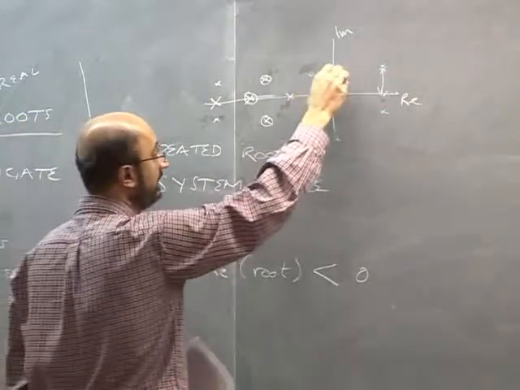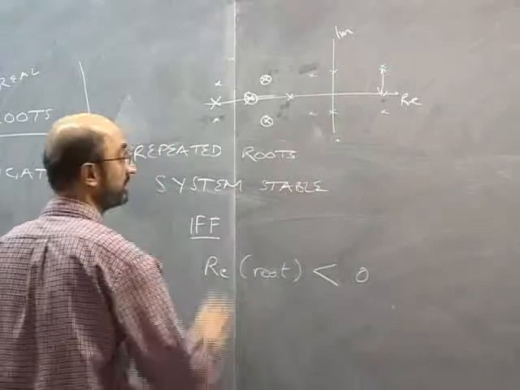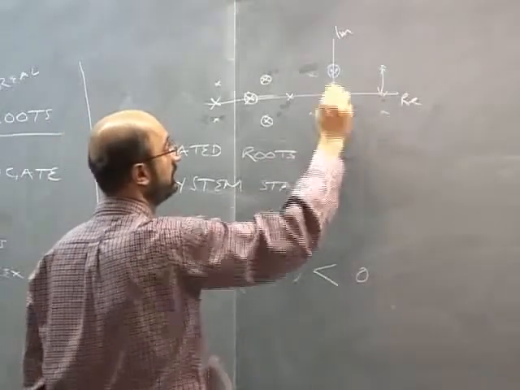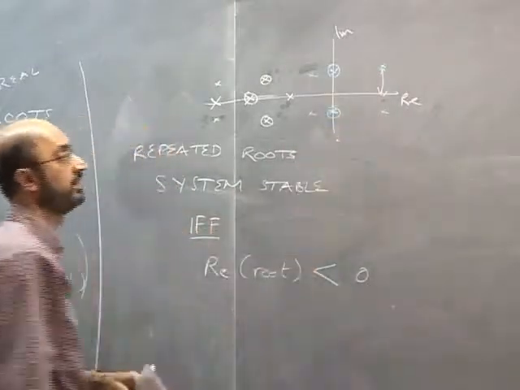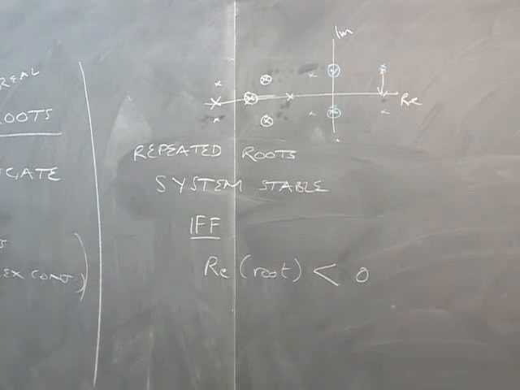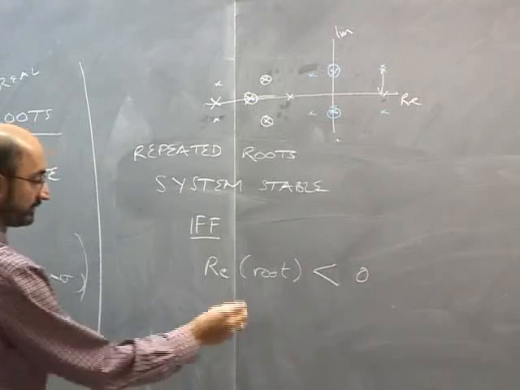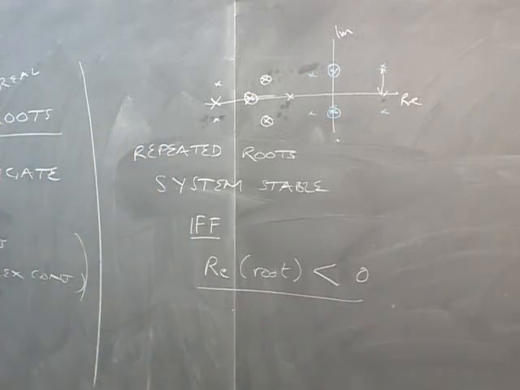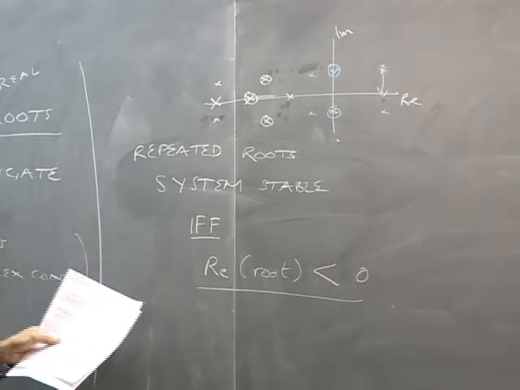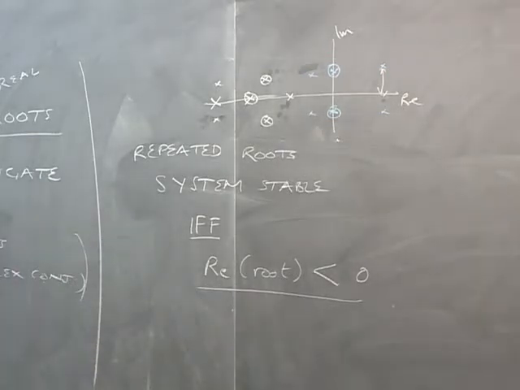Repeated roots on the axis, which I'll draw like this. So this is a repeated root on the j-axis. And the complex conjugate means that it's going to be unstable. And you can actually see why if you do the time domain. And of course, anything to the right is also unstable. So this is the condition for system stability for repeated roots. The real part of the roots must be on the left half plane. Even on the axis is actually not good enough.